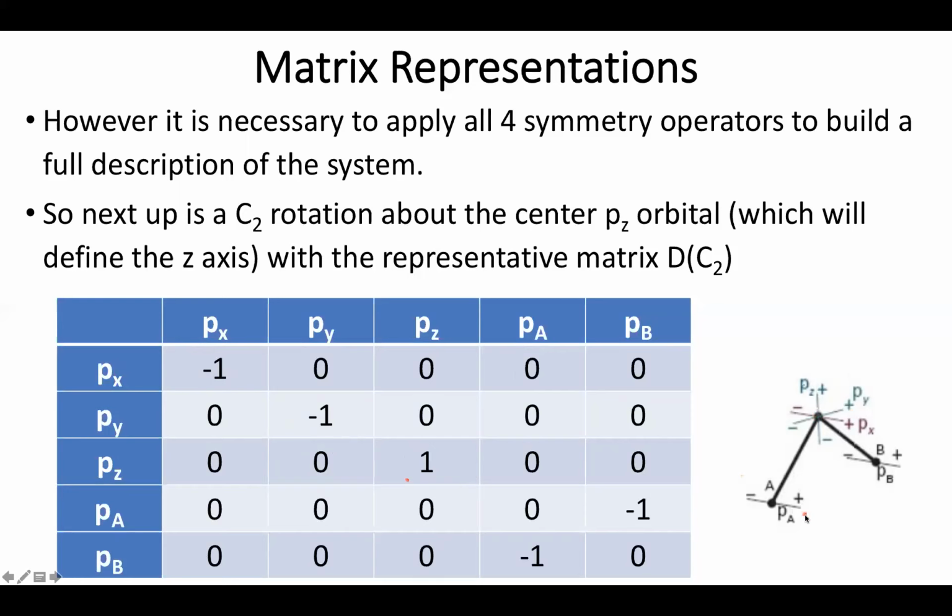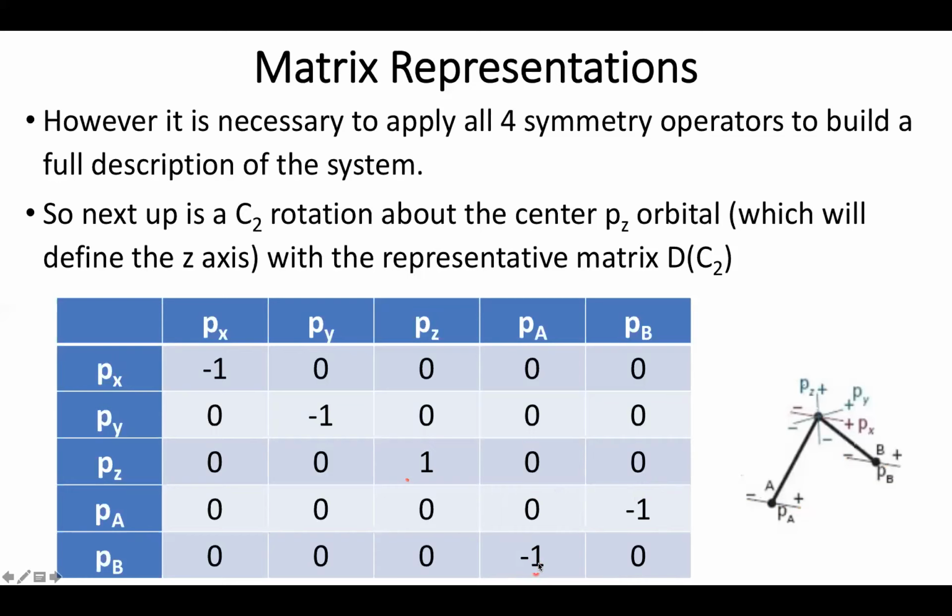Now, unfortunately, we have our misbehavers who are far out from the axis of rotation. Pa is going to become Pb, because this atom will rotate into the position of atom B, but when it does so, the positive becomes negative, and the negative becomes positive. So it gets a value of -1, and Pb also becomes Pa, but again flipping direction. So these two flip positions, and they flip signs. So we get -1s on these off-diagonal elements.